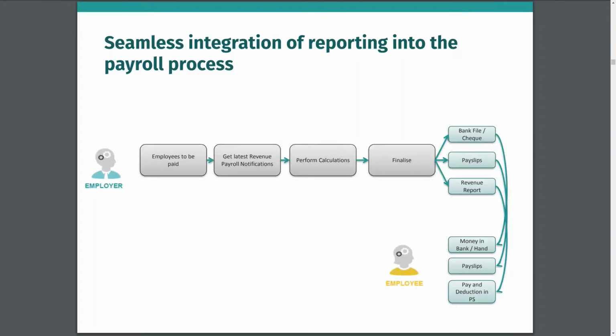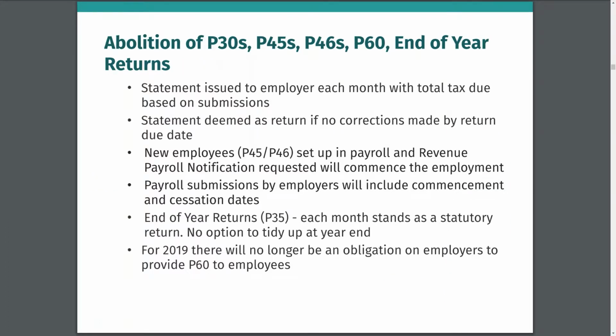In very basic terms, this is what the process flow is going to look like for an employer. They'll have their employees that they're going to pay. They'll be able to access the latest Revenue Payroll Notifications, perform their calculations, finalise their payrolls, send their file for processing to the bank, create their payslips, and at the same time, a report of that information will come into Revenue. The employee then will receive their payslip, and will now be able to see their information under the Jobs and Pensions module of My Account.